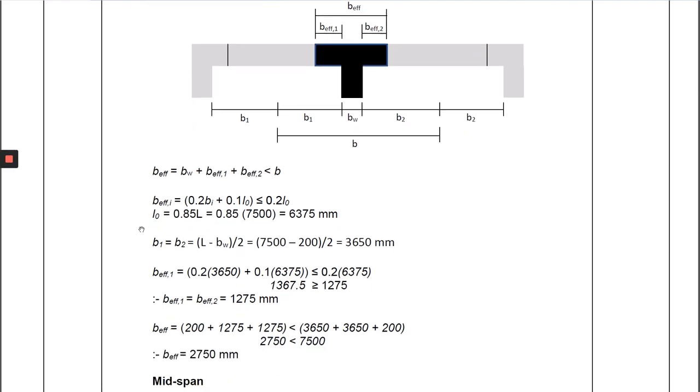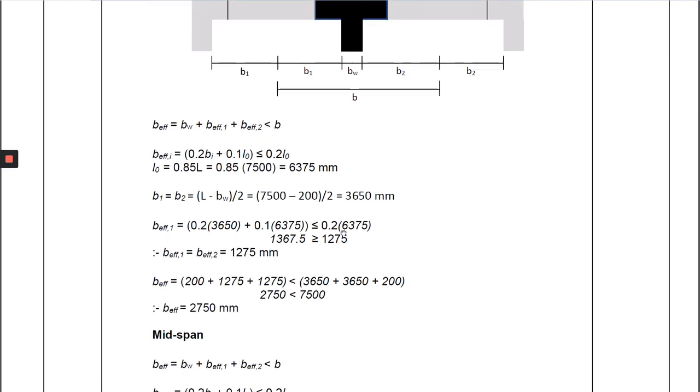So you have to be careful on that. Then your BEFF1 should be less than 0.2 times the L naught. If you get more, you have to use the lesser one, 1275. Then BEFF is equal to BW plus BEFF1 plus BEFF2. You will get 2750, and it should be less than your B. B is equal to B1 plus BW plus B2. So BEFF is equal to 2750.